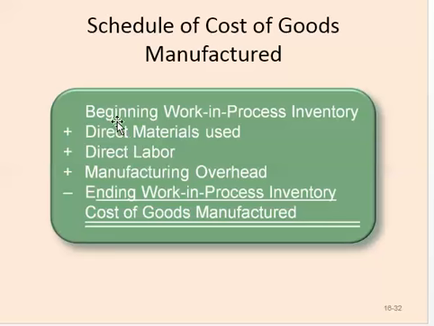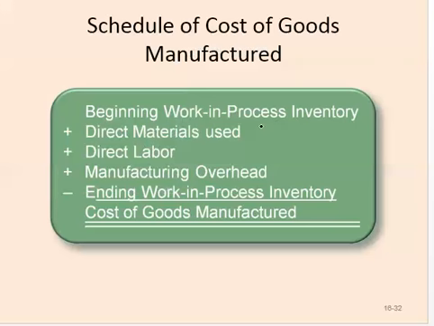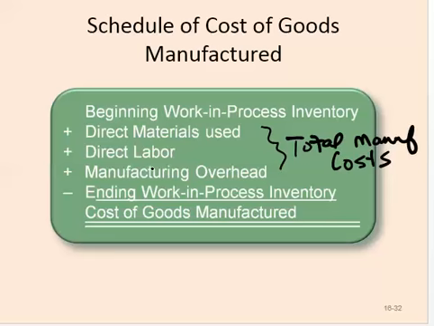And the way we do that is we start with our beginning work in process inventory, and then we add direct materials, direct labor, and manufacturing overhead. So remember that direct material, direct labor, and manufacturing overhead, these were our total manufacturing costs. And then we subtract our ending work in process inventory. That gives us cost of goods manufactured.